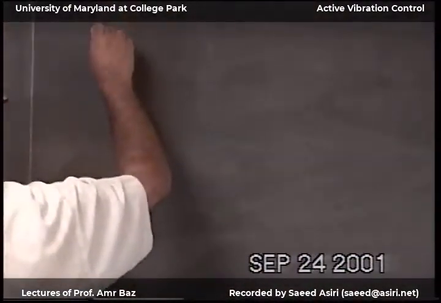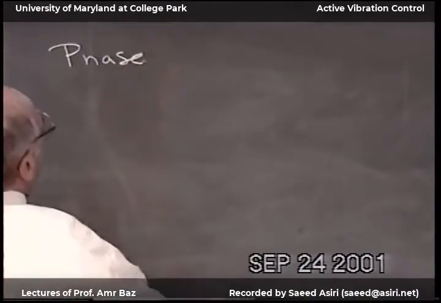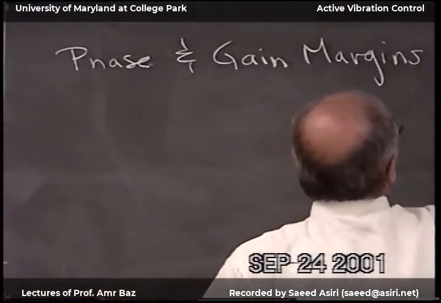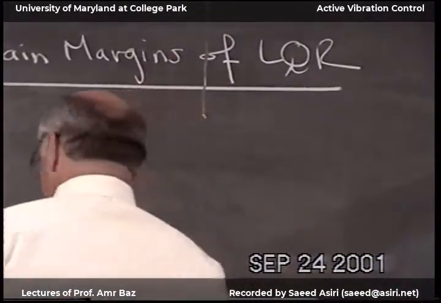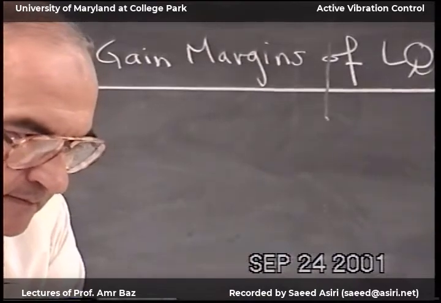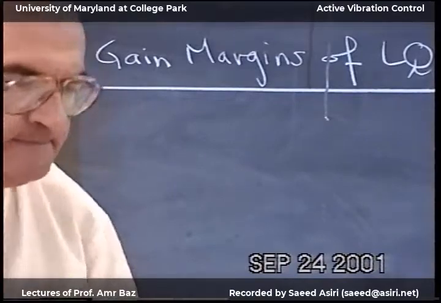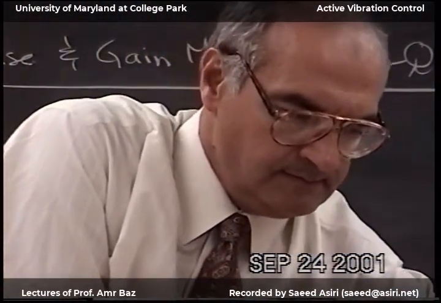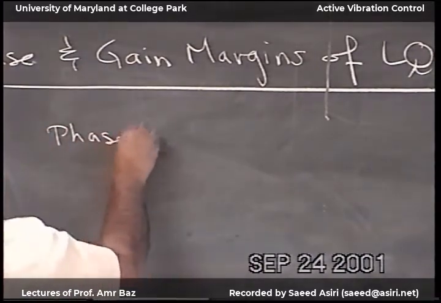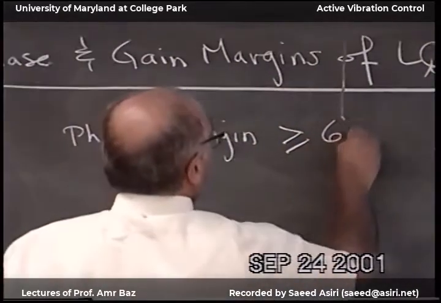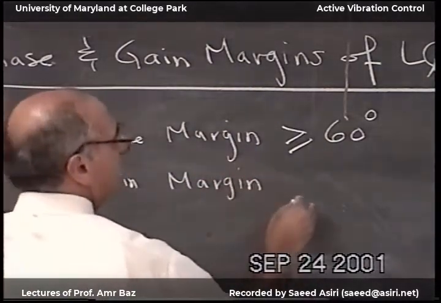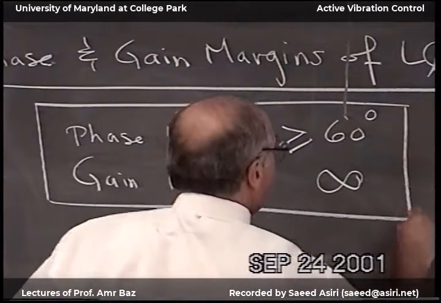This part will do the phase. The main purpose of this, we want to show that the phase margin is greater than or equal to 60 degrees, and the gain margin is infinite. That's for the LQR.